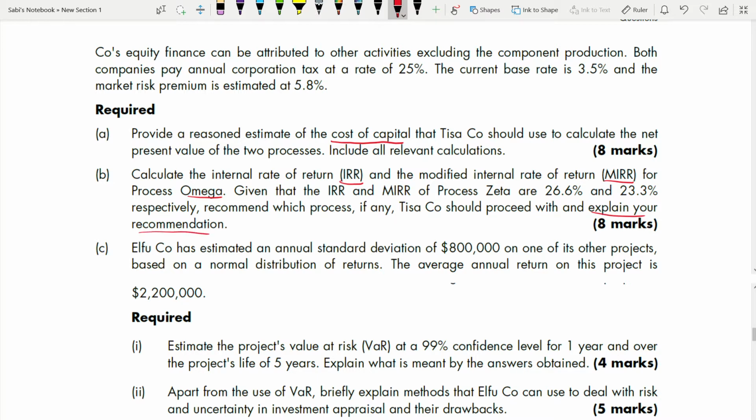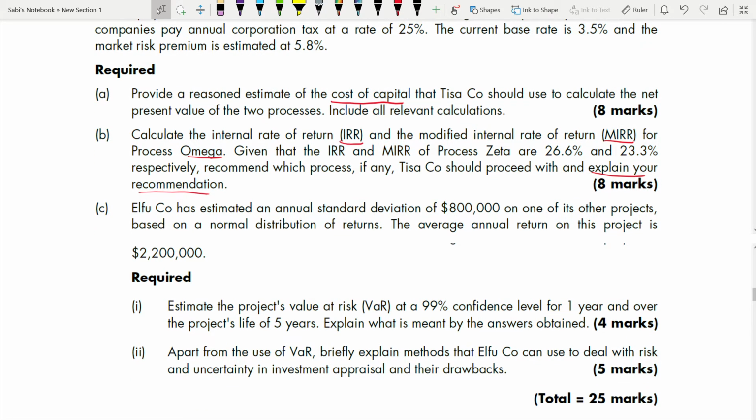C. Alpha company is a company which is similar to Tisca company. For using our asset beta and all, we need that company, a proxy company similar to Tisca company. So Alpha company has estimated an annual standard deviation of 800,000 on one of its other projects based on normal distribution of returns. The average annual return on this project is 2.2 million. So this is the average annual return, and this is the standard deviation.